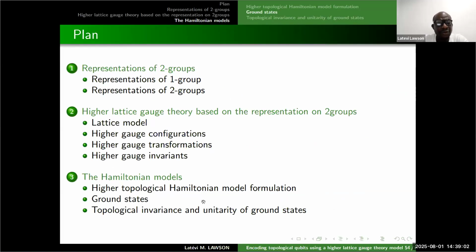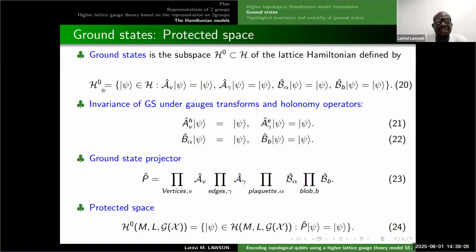From this representation, now we can construct the ground state of this system. The ground state, like I said, is a subspace, which is also called the protected space, defined by relation 20, where all the above projectors in the Hamiltonian leave the ground state invariant. We can show by relations 21 and 22 that the gauge transformation, the local operators, also leave this ground state invariant. And finally, we define the ground state projector. The ground state projector, which codes all the information about the ground state, is defined by relation 23.